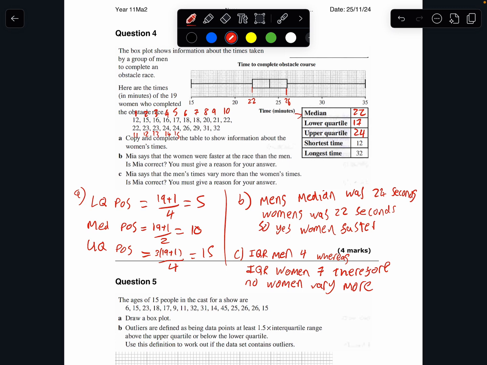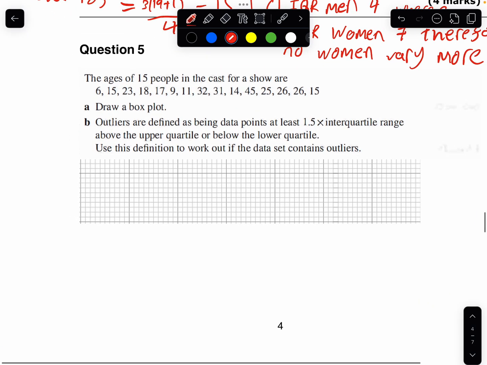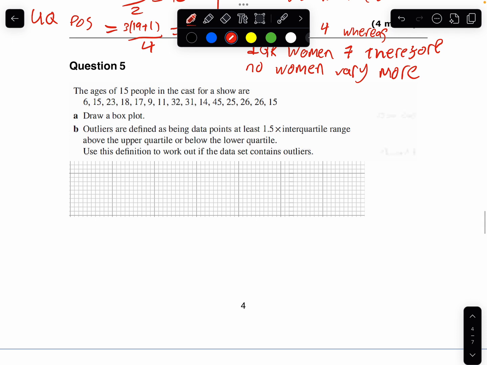I don't care about the smallest value. Once again, that might be an outlier. I don't care about anything but the median for part B. Okay. All right, this one. So we've got the same idea as before. To draw a box plot, we need the minimum value, the quartiles, and the largest value. So let's first of all put this list into order.